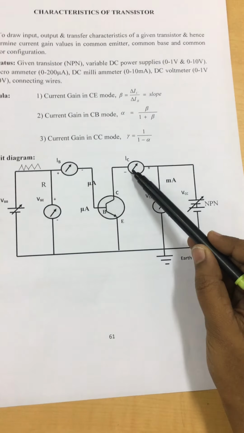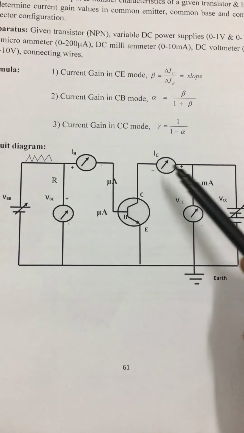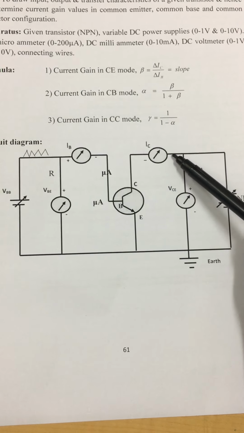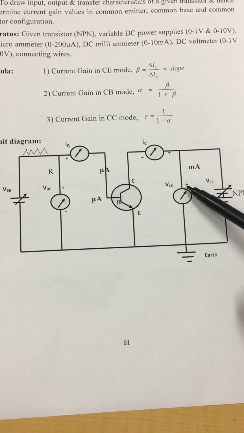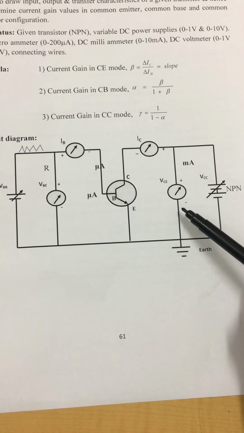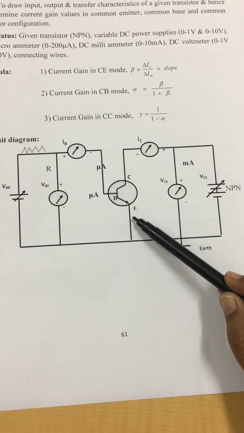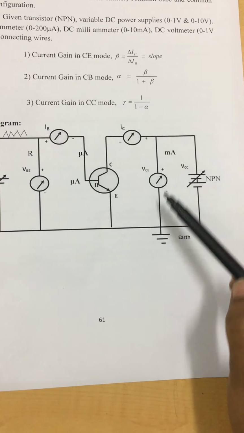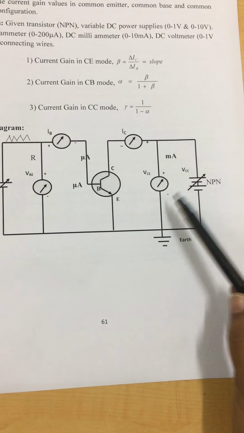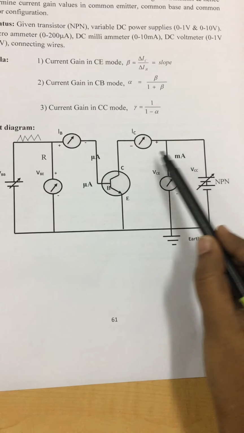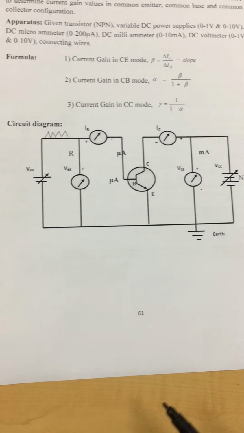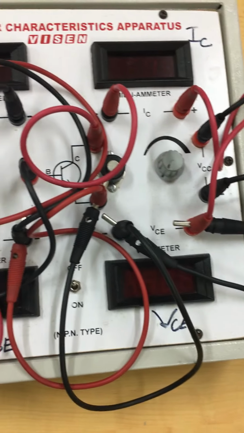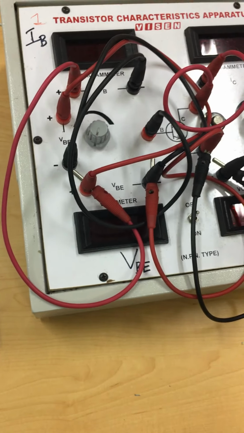Collector is connected to IC negative, that is the milliammeter, to measure the collector current. Then this IC positive is connected to voltmeter positive. Then voltmeter negative is connected to emitter. This variable source is connected parallel to this voltmeter. So this is the output part of the circuit which I completed. Now the circuit is ready. According to the circuit diagram, we have made the connection.